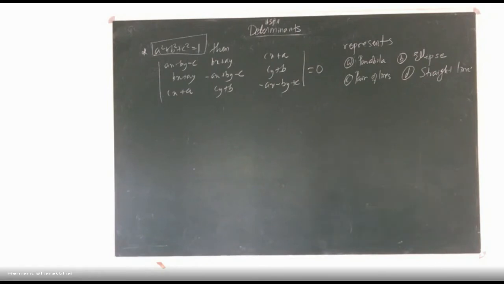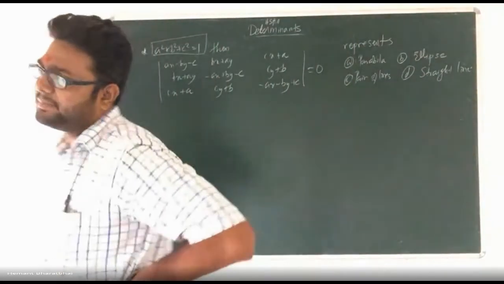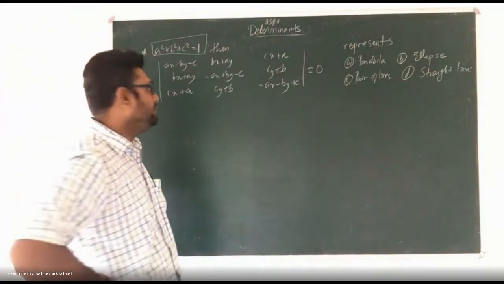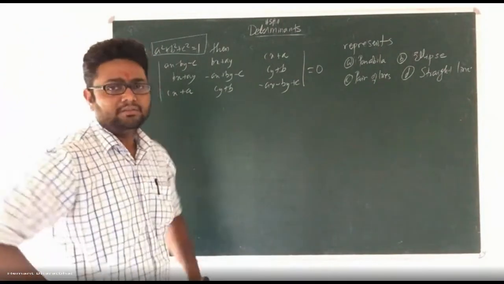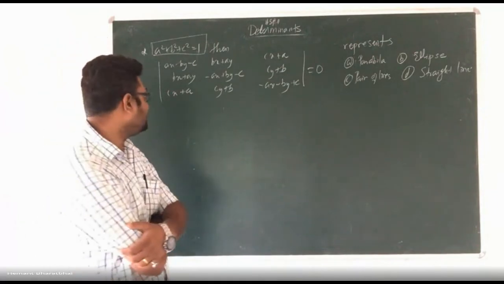But if we just remember the general equations of parabola or ellipse or straight lines, we don't have the terms a square, b square, c square. We have the terms a, b and c. So when we find the final determinant, we should not get a square, b square, c square, and that is why he has given us this over there.